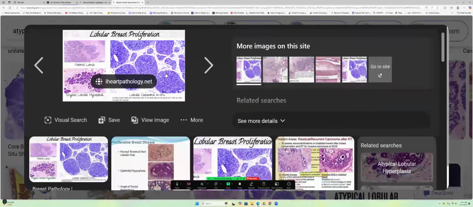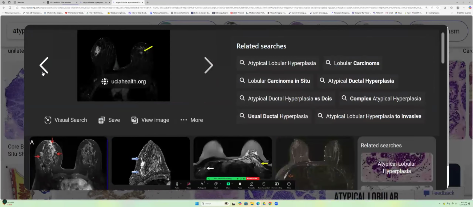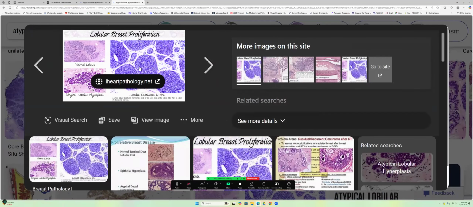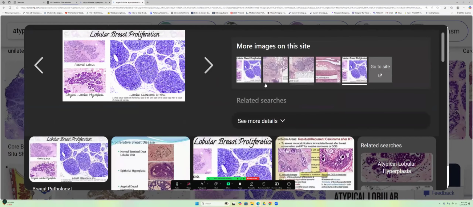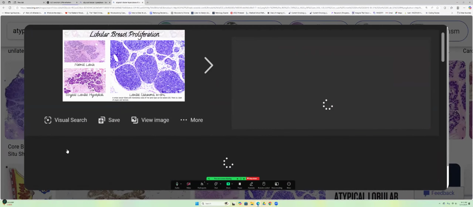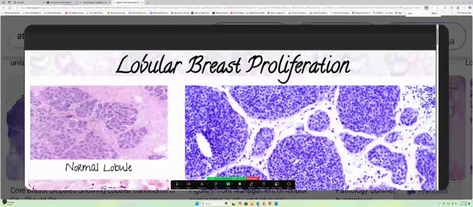Let me see if I can isolate this. Oh wow, sorry. I don't know why it's not showing. Unfortunately, it's not showing. Good. So if we can make it larger, that would be good.